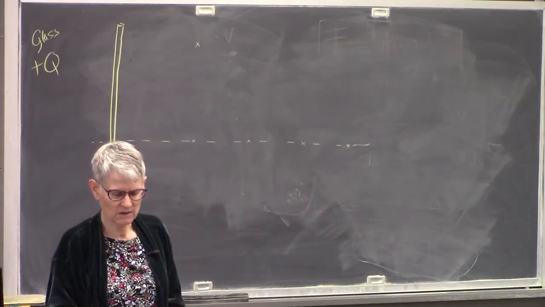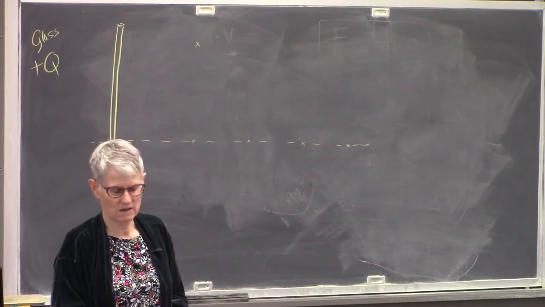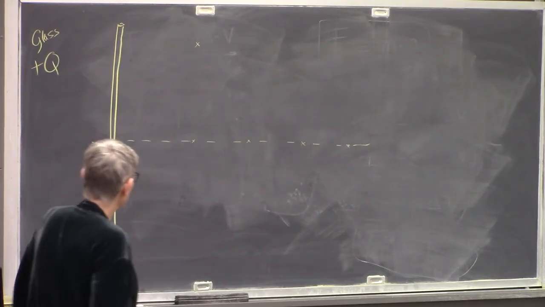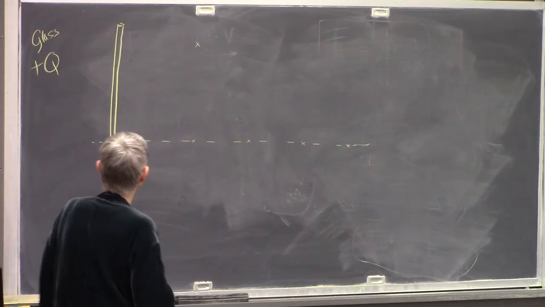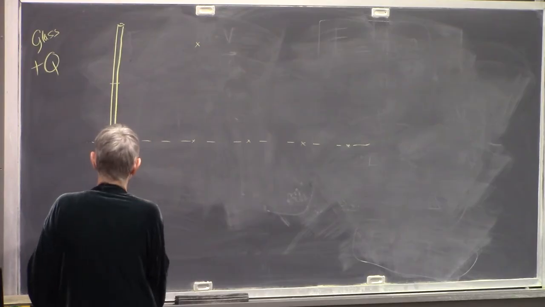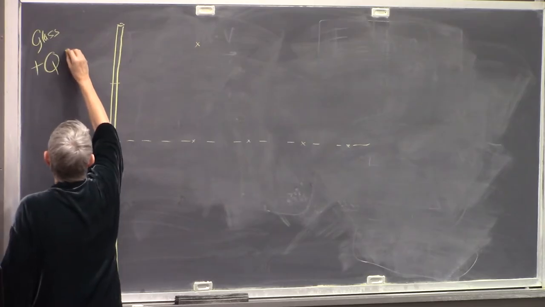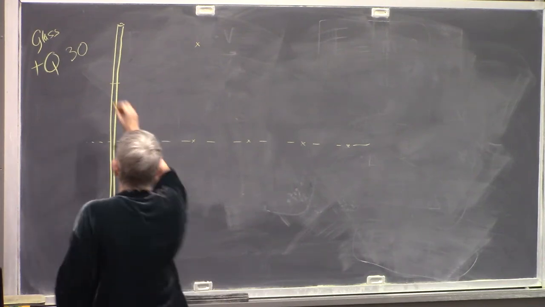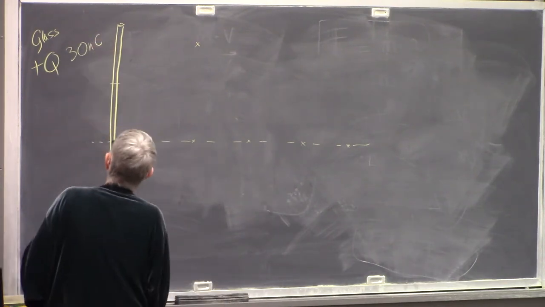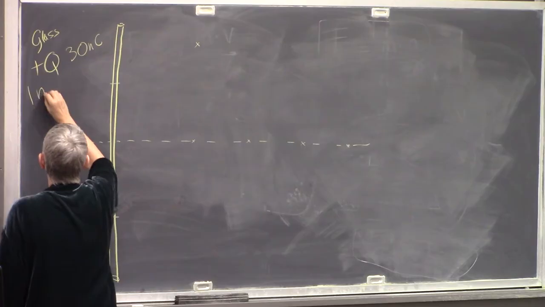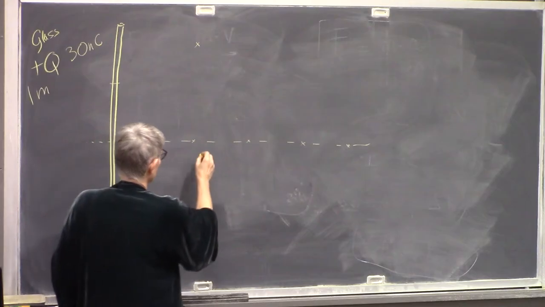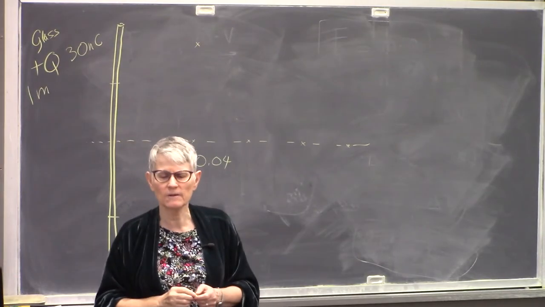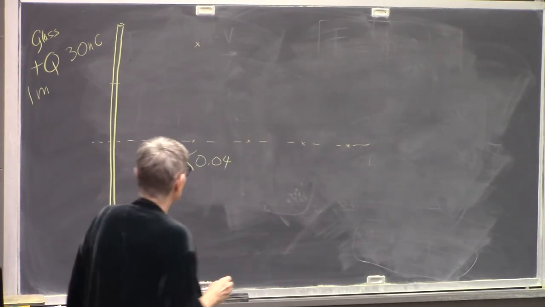So let's actually do this numerically first. So let's say Q is 30 nanocoulombs. And the rod is 1 meter long. And we're going to pick a location that's 4 centimeters on the x-axis.